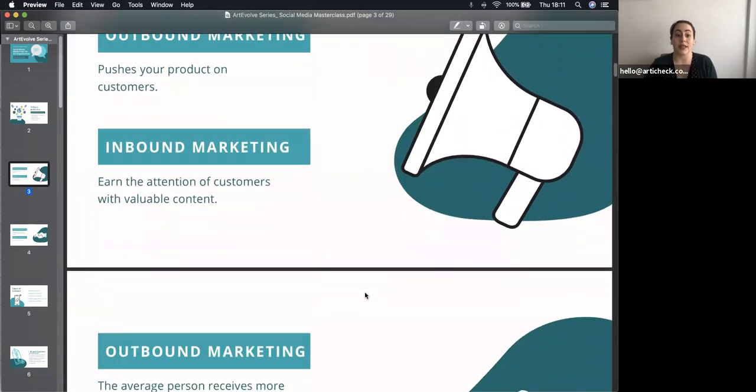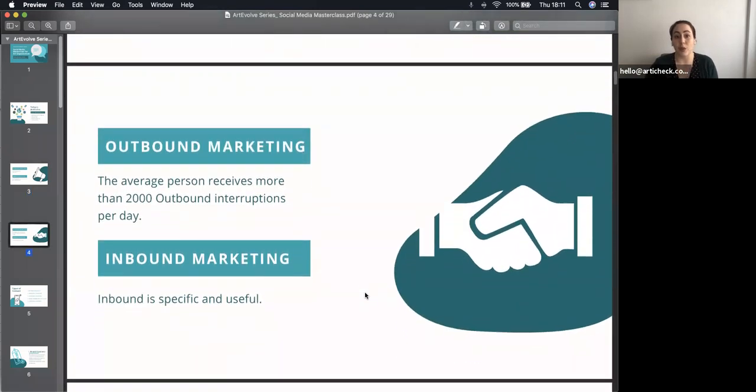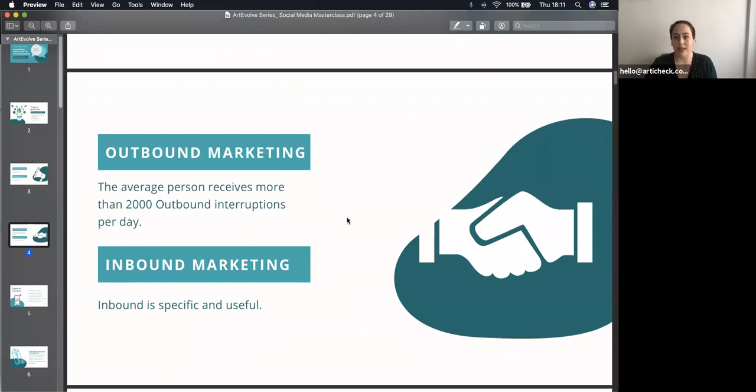So our focus really here is to make sure that we're not interrupting people's lives. Outbound marketing, the average person receives more than 2,000 outbound interruptions per day. Now, of course, a lot of us are on lockdown or quarantine or shelter in place at the moment, so maybe we have a little bit less than 2,000. But if you think about the number of TV commercials that you see, the number of brand placements that you see, if you're driving to and from work, how many advertisements and brands you see as you drive, right? So 2,000 is really not that crazy of a number, and we don't want to be interrupting people.